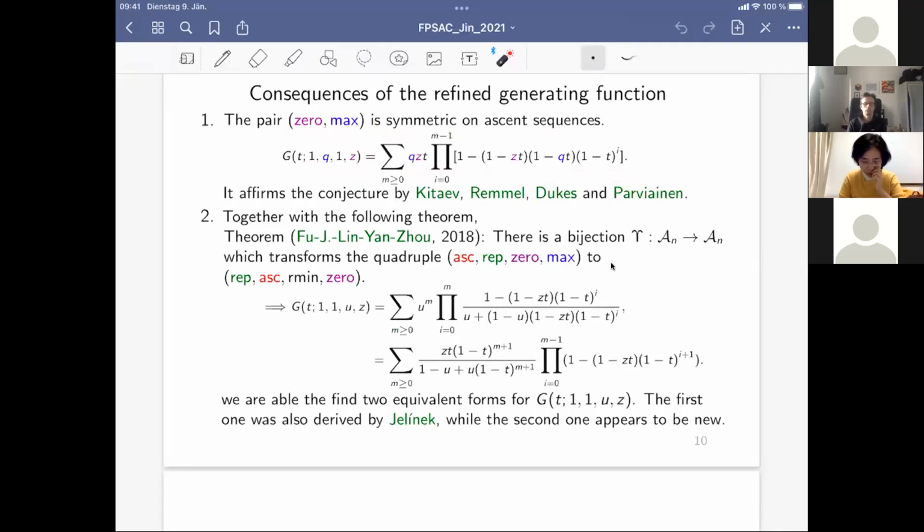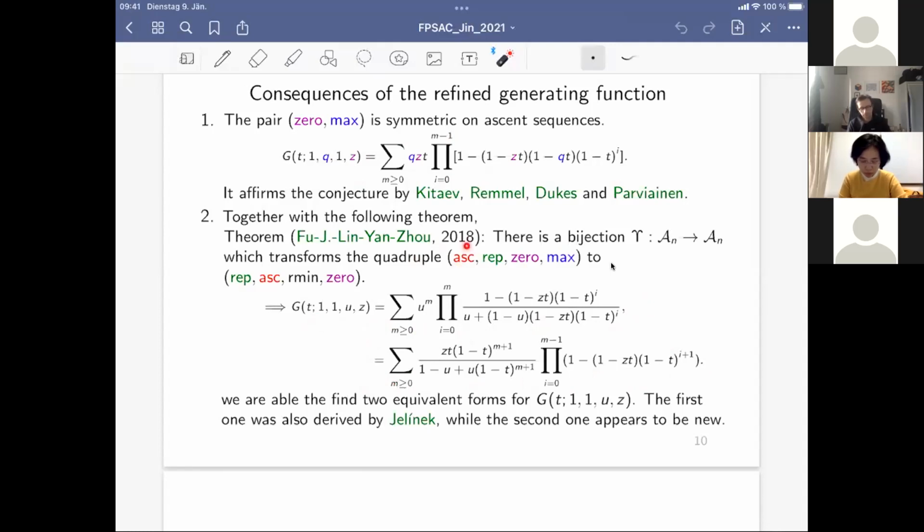Second one, we need a bijection on ascent sequences that transforms ascent, rep, 0, max to rep, ascent, R-min, 0. Then with this bijection, we find 2 equivalent forms of the generating function for ascent and 0. And interestingly, the first one was also derived by Jelinek when he used the decomposition of primitive Fishbone matrices. And the second one appears to be new.